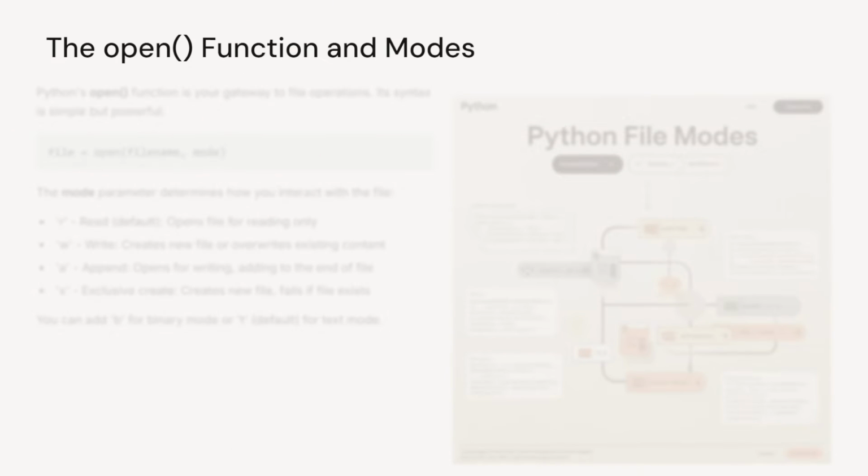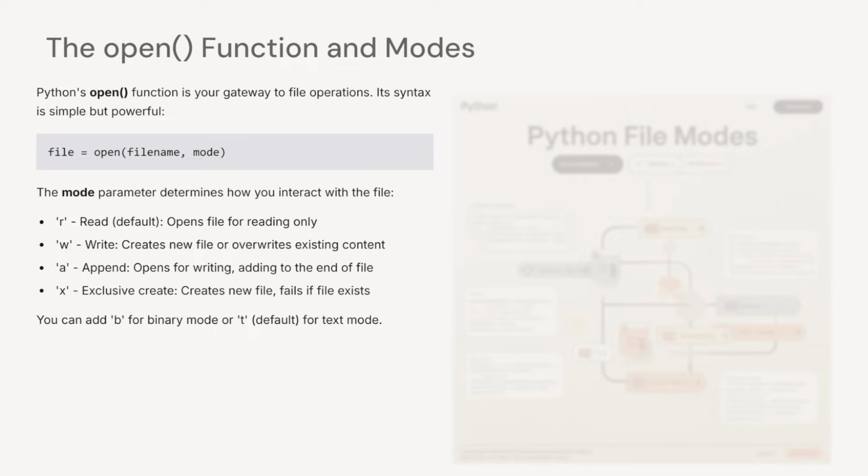So, the open function and modes. Python's open function is your gateway to file operations, and its syntax is simple but very powerful. You call open with the file name and then the mode, which is r, w, a, or x.